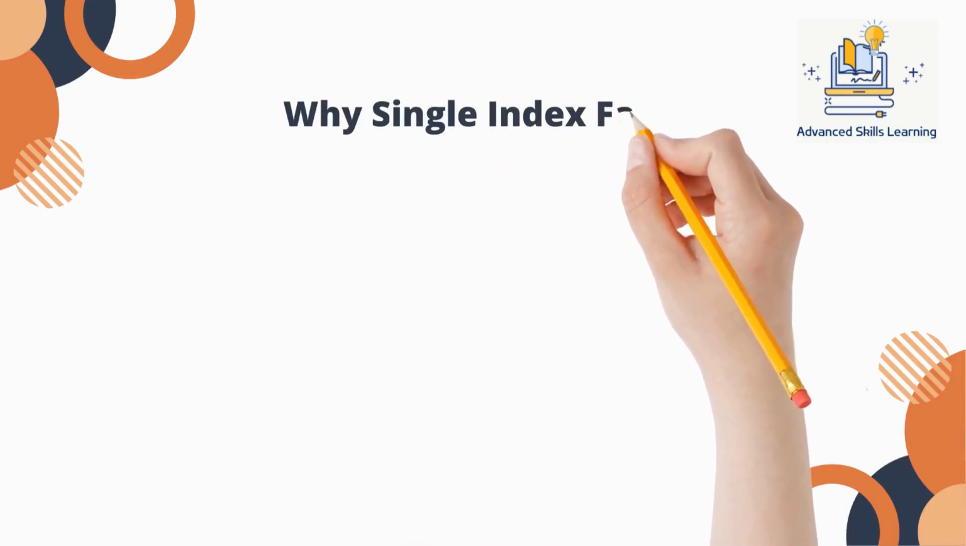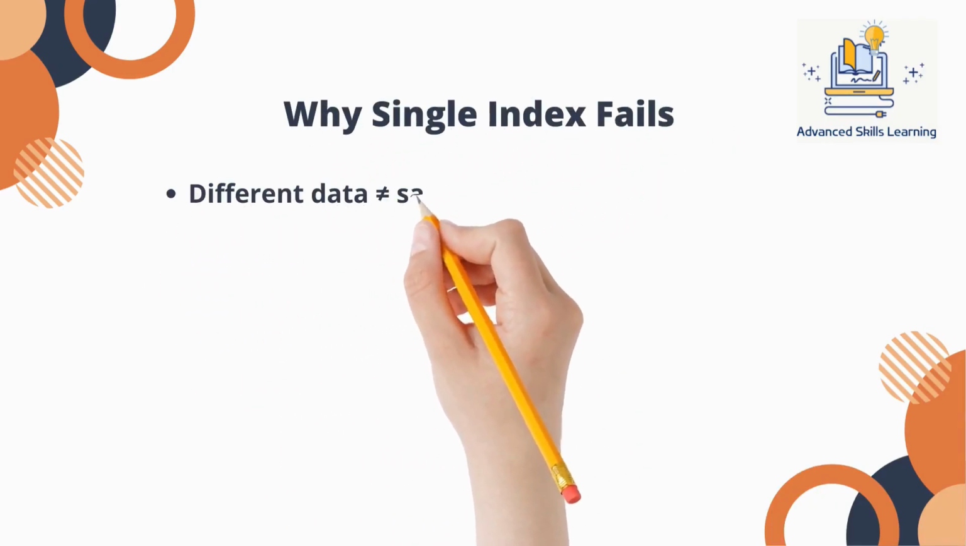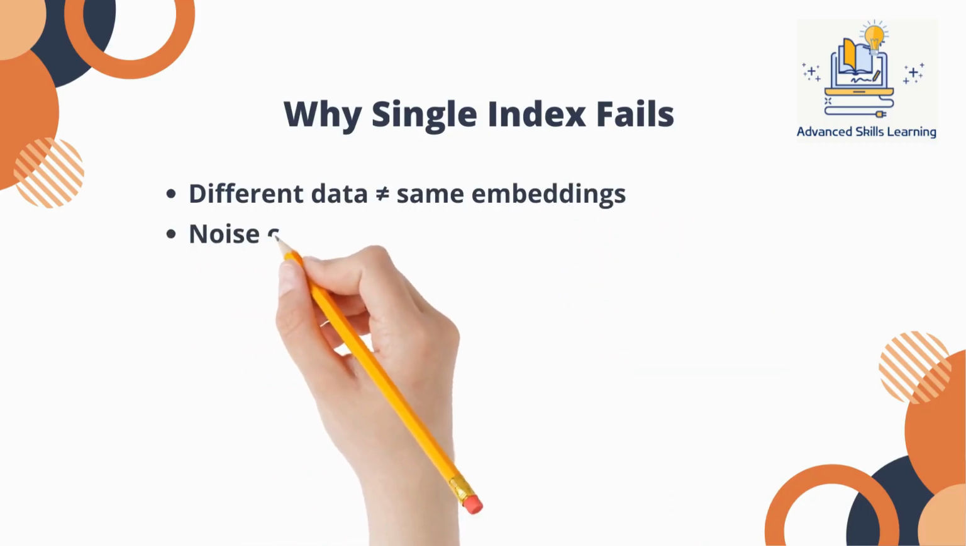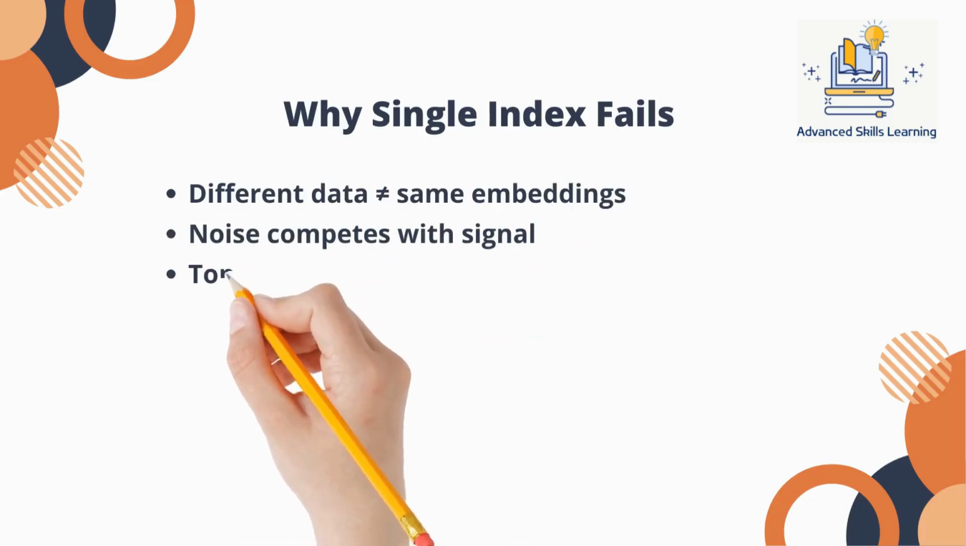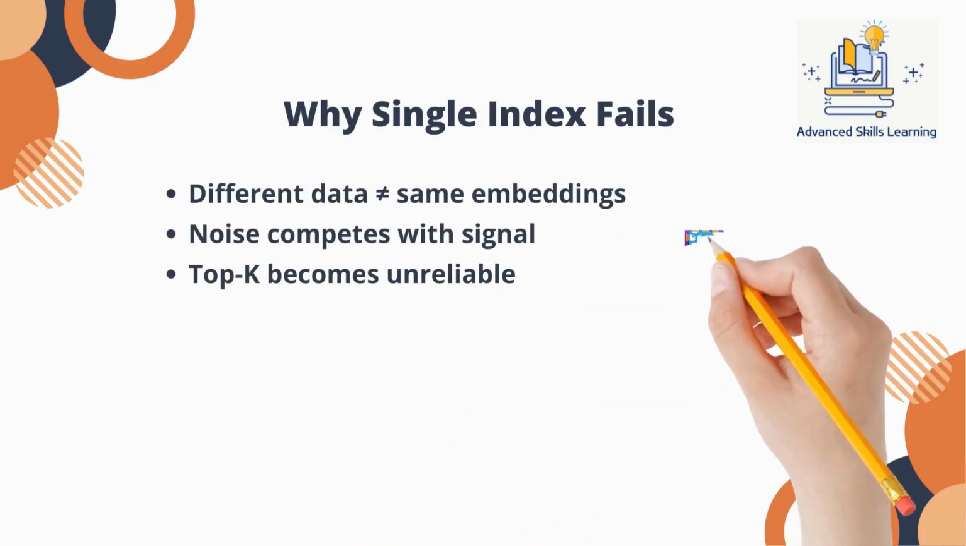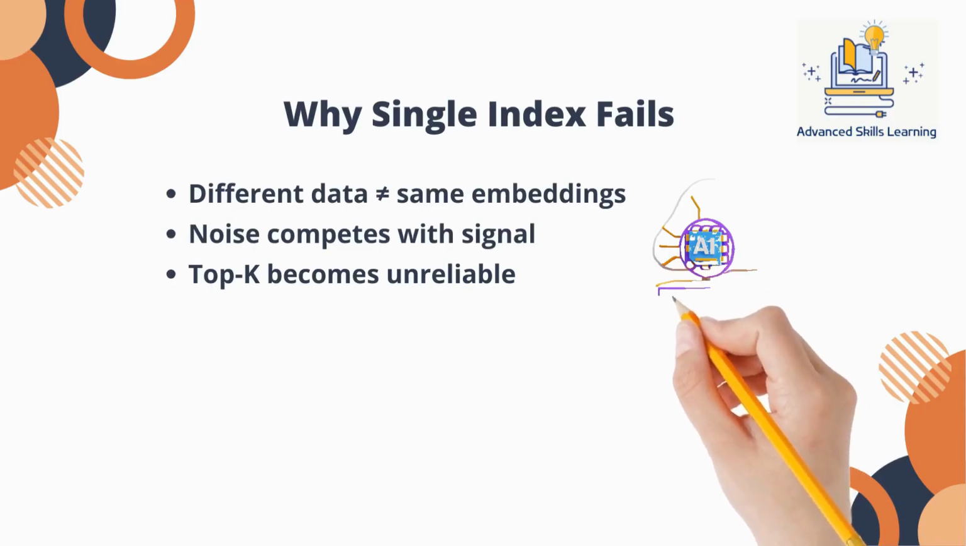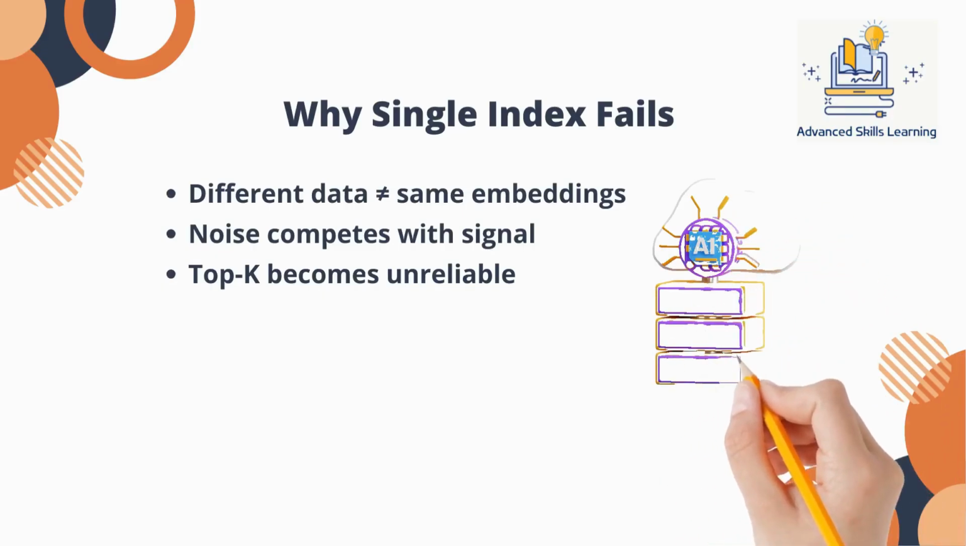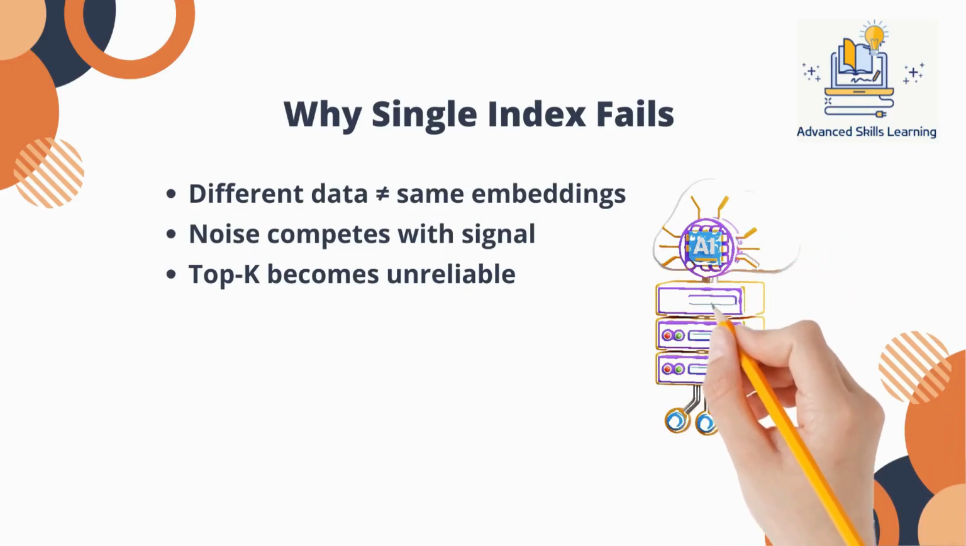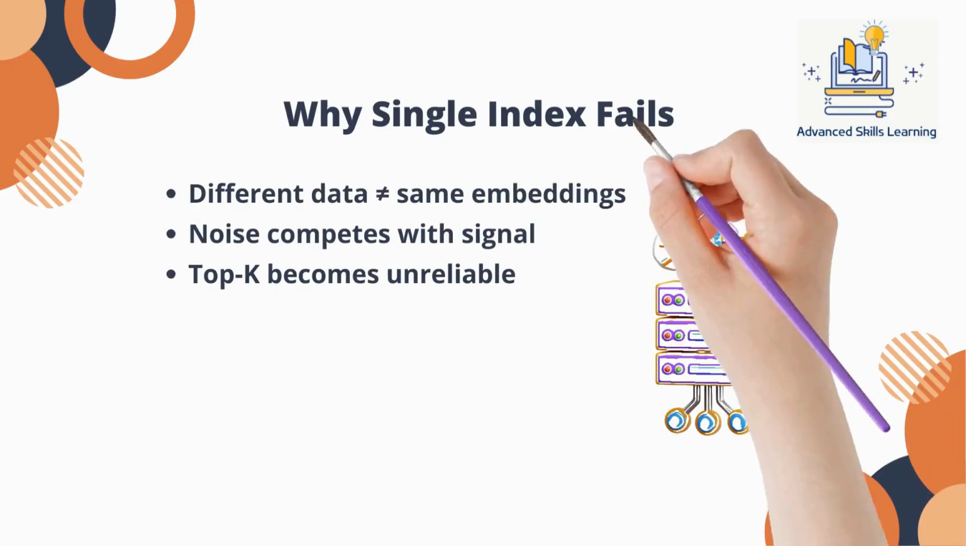The core issue is that not all data behaves the same. Logs, FAQs, structured records, and long-form documents have very different characteristics. When you embed them into a single space, their representations interfere with each other. This creates noise, where irrelevant results rank higher than useful ones, and top-K retrieval becomes unreliable even when embeddings are technically correct.